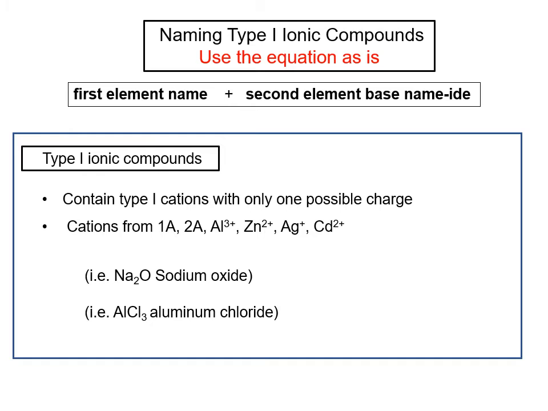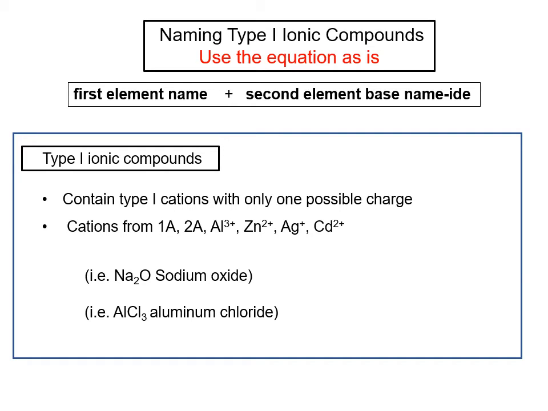All right, now we're going to move on and look at naming type 1 ionic compounds. So remember that type 1 ionic compounds are compounds that are made up of type 1 ions. Remember that the type 1 ions contain cations with only one possible charge. So to name them, we just use the equation as is. We don't add any prefixes or Roman numerals or anything. We just name the first element and then the base name of the second element, IDE.